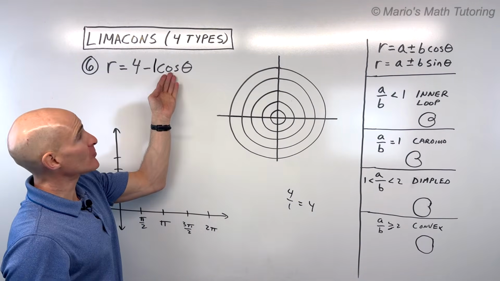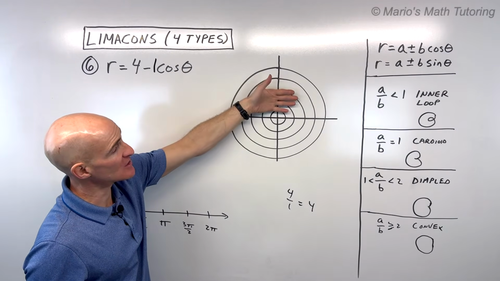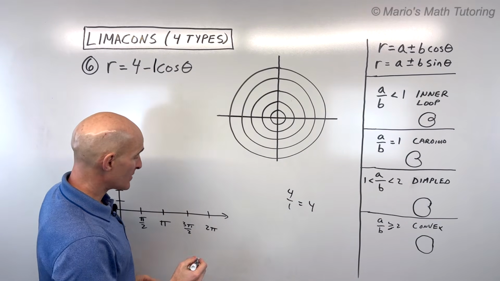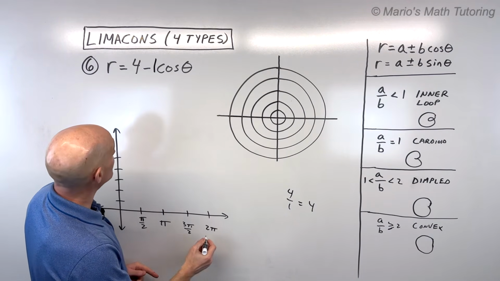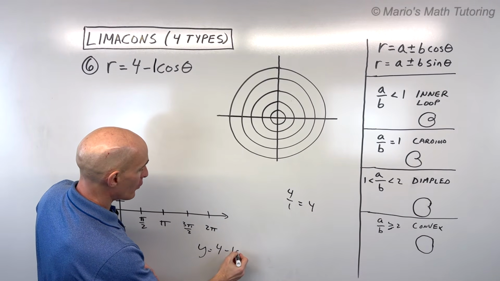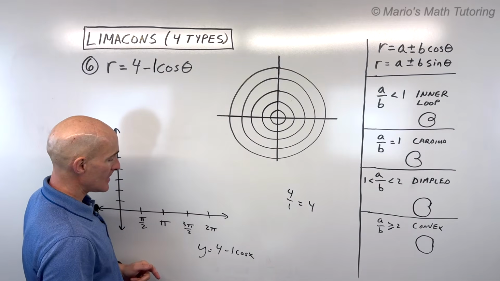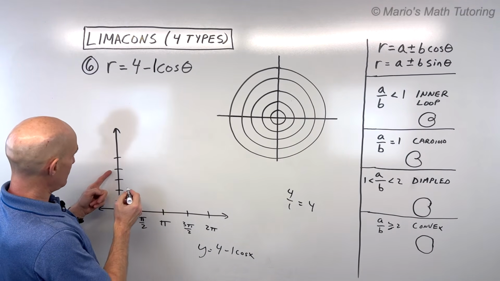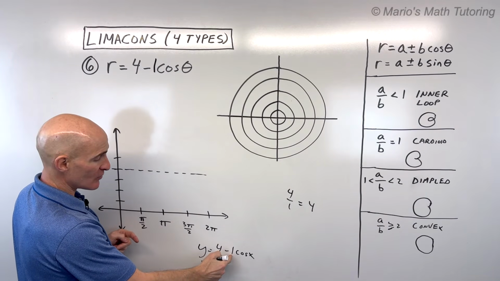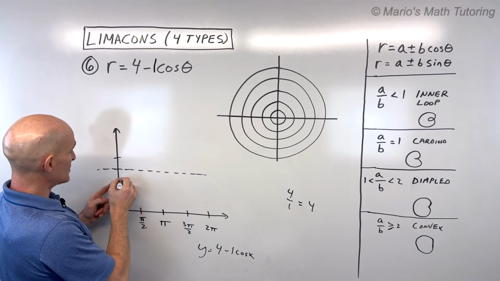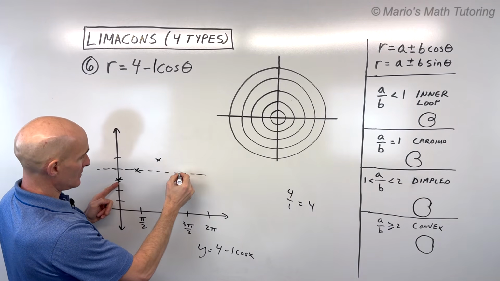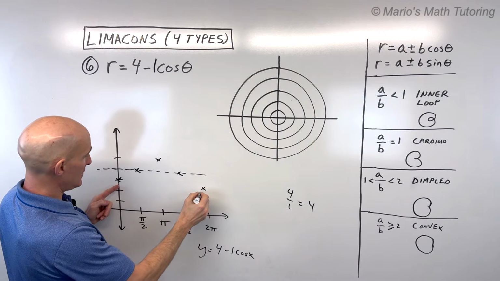Taking it one step further, it's in terms of cosines, which means it's a reflection over this x-axis, or this polar axis. And taking it one step beyond that, let's go and graph it in the Cartesian plane, the xy plane, by graphing y equals 4 minus 1 cosine x. The 4 we know shifts it up 4. So there's like our midline, or like our new x-axis. It's a cosine graph that's been reflected. Okay, so that means it's going to start here at the minimum, midline, maximum, midline, minimum.